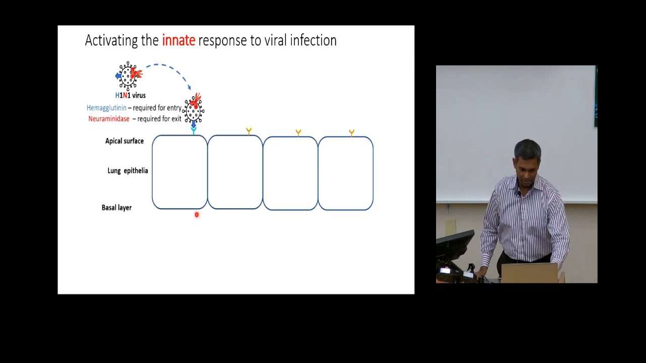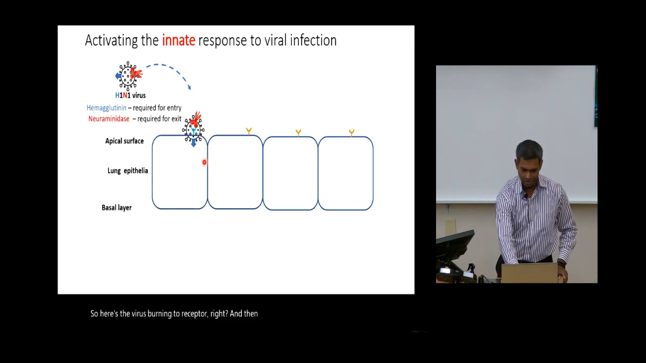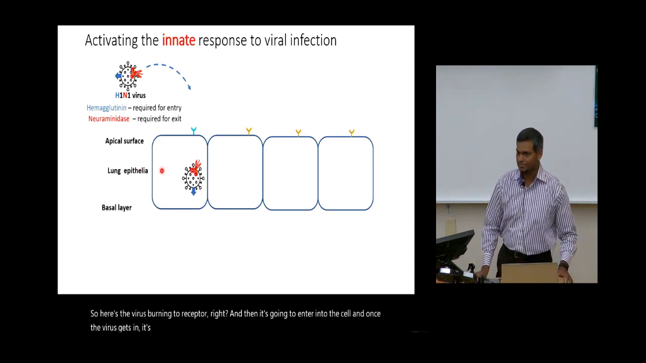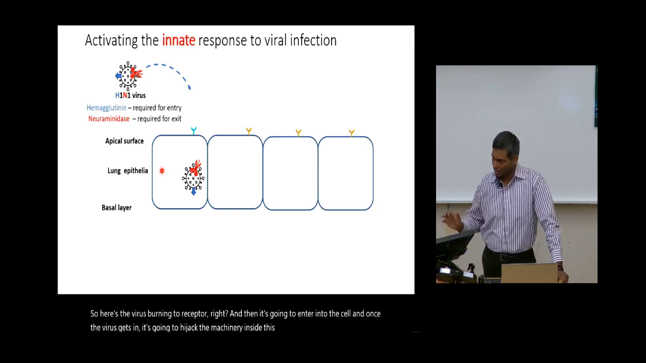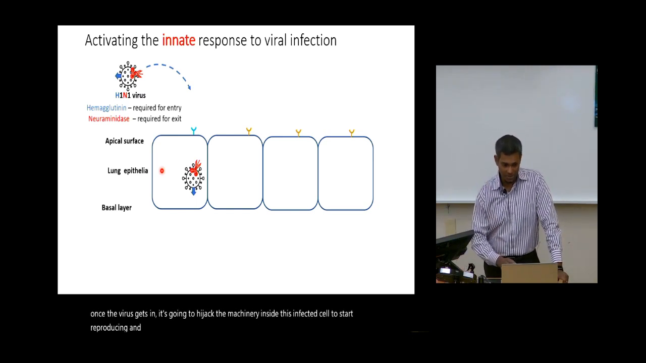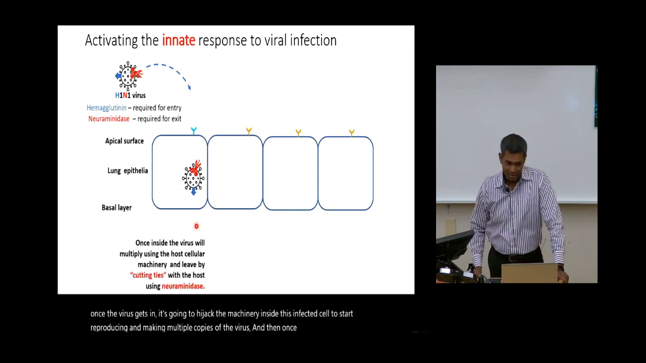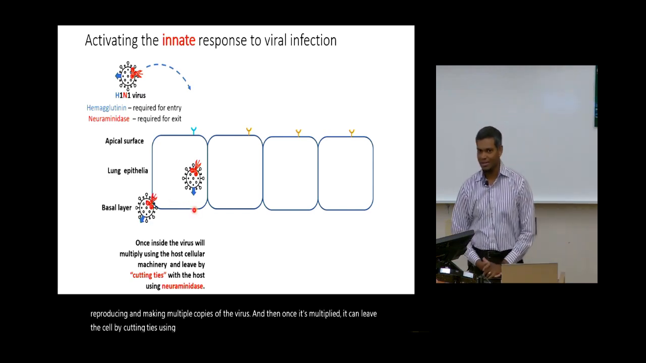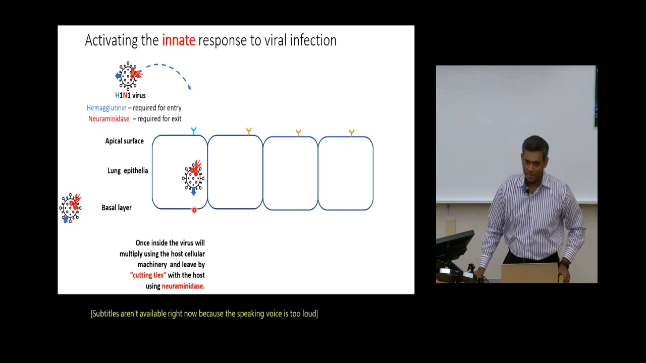So here's the virus binding to a receptor, right, and then it's going to enter into the cell. And once the virus gets in, it's going to hijack the machinery inside this infected cell to start reproducing and making multiple copies of the virus. And then once it's multiplied, it can leave the cell by cutting ties using neuraminidase, both figuratively and literally, right? So the virus can escape.